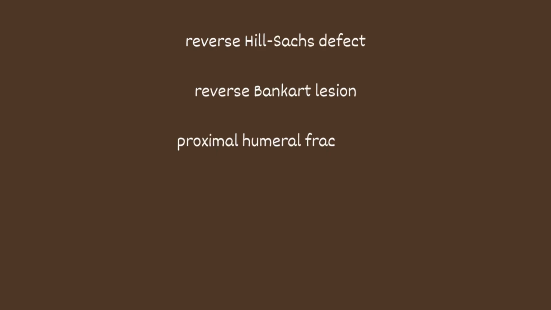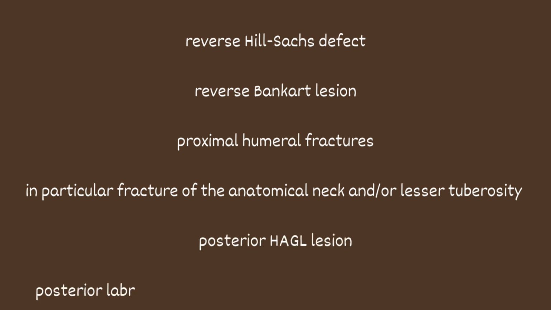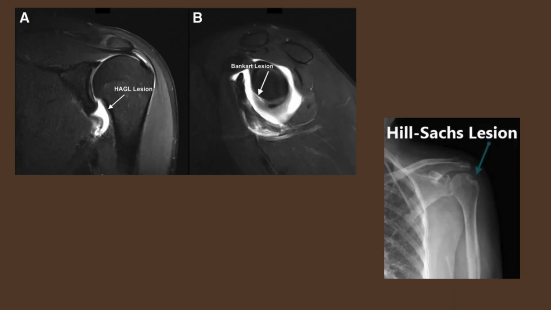What are the associated injuries with the posterior shoulder dislocation? Hill-Sachs defect, Bankart's lesion, the proximal humeral head fracture, the fracture of the anatomical neck of the humerus or the lesser tuberosity, the posterior HAGL lesion, and the posterior labrocapsular periosteal sleeve avulsion, the POLPSA lesion. So here is the MRI film showing the Bankart lesion. The Bankart lesion is the fracture of the inferior aspect of the glenoid labral complex.